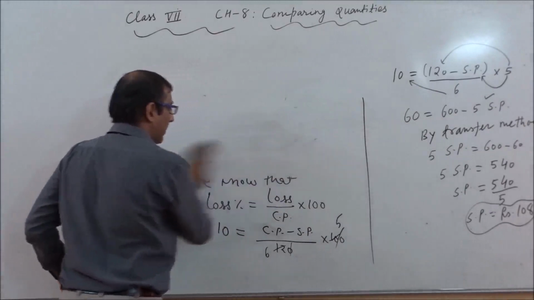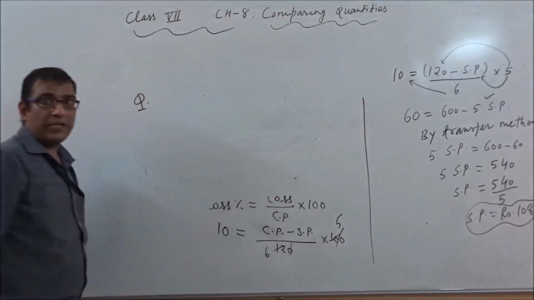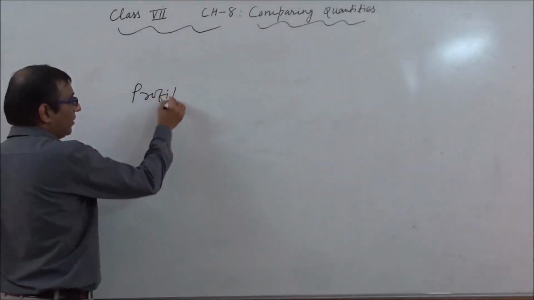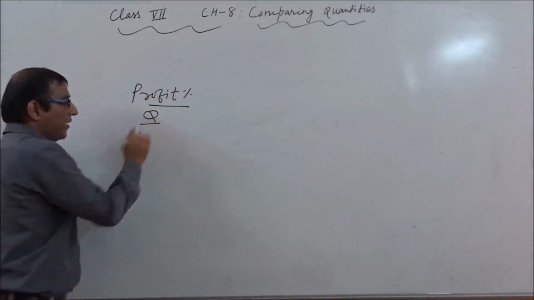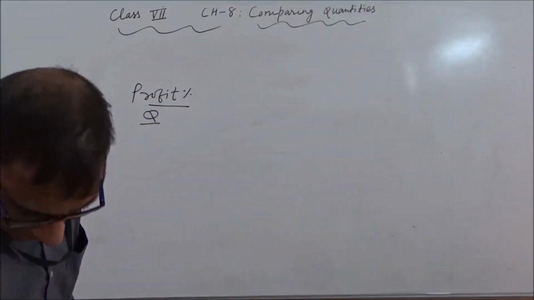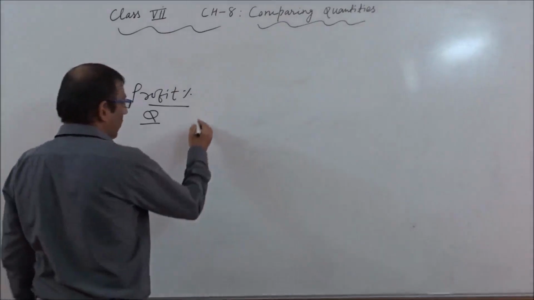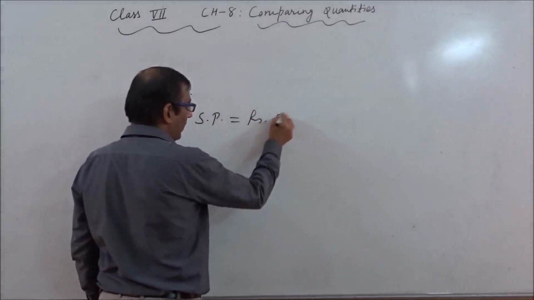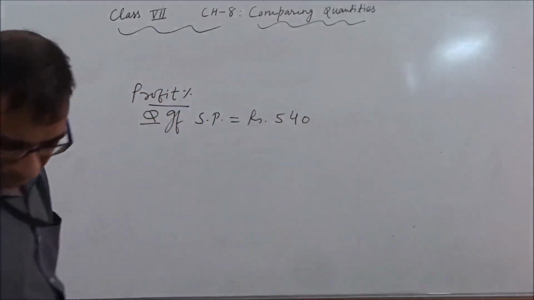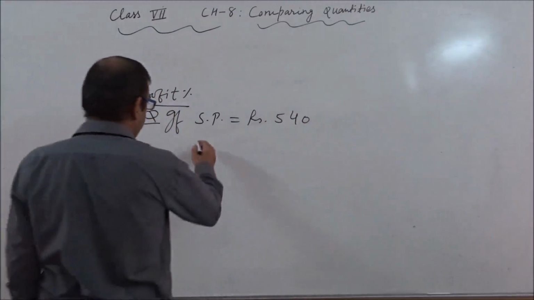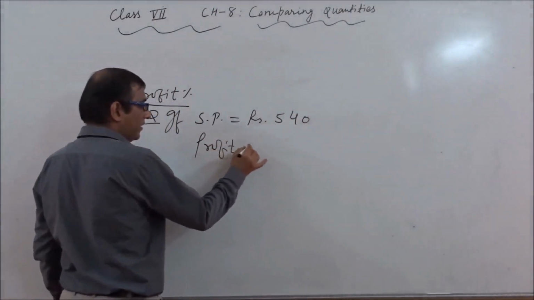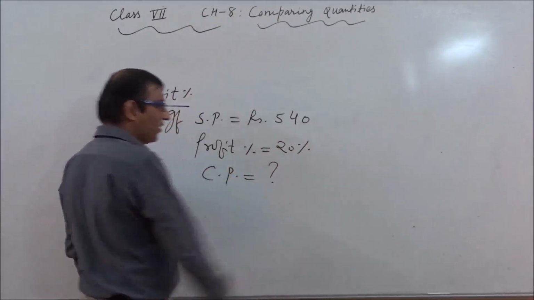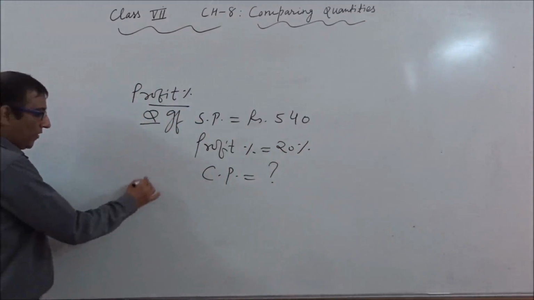So if the question is related with profit percentage, then we will continue with a question which is related with profit percentage. So again I am taking one question. This time let the selling price of an object be rupees 540. Profit is 20%. Right? Profit percentage is 20%. Then how can we calculate the value of cost price? If this data is given, how can we calculate it?